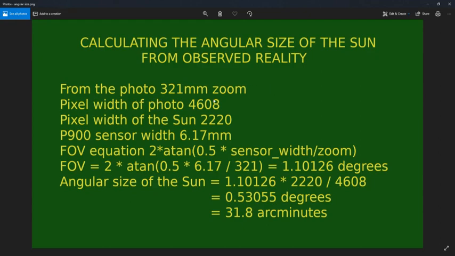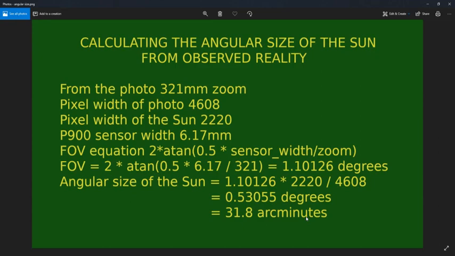So here's a calculation of the angular size of the sun from the observed reality. From the photo we get 321 millimeters zoom. The pixel width of the photo is 4608 pixels, and the pixel width of the sun is 2220. Now the P900 sensor width is 6.17 millimeters. So we can calculate the field of view using this equation: 2 times arctan of 0.5 times the sensor width over the zoom. That comes out to 1.10126 degrees for the field of view in that photo. The angular size of the sun is that number of degrees multiplied by the pixel width of the sun and divided by the pixel width of the photo. That ends up with 0.53 degrees, or 31.8 arc minutes, which is damn close to 32.